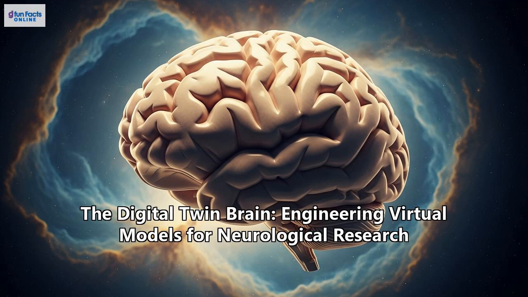And as these models get better at predicting our own minds, how much should we trust them? It's a philosophical shift. Some neuroethicists even suggest we call them digital cousins rather than twins, to remind us that they are models, not perfect copies. The digital twin brain represents an incredible convergence of neuroscience and artificial intelligence.